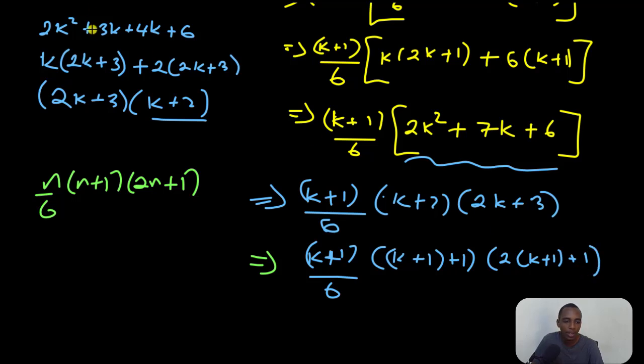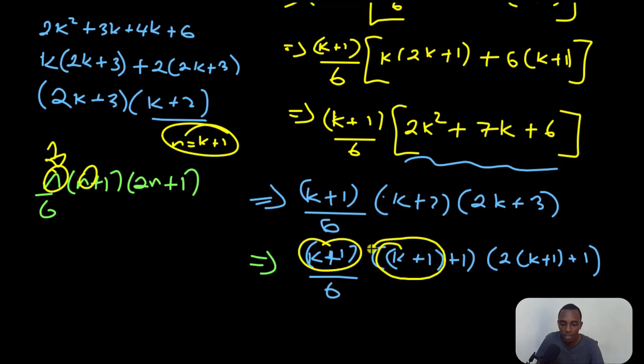Alright, so as you can see here we have n. Remember, this is for n equals k plus 1. Don't forget n is k plus 1. So we have n here, we have k plus 1. We have n plus 1 here, we have k plus 1 plus 1. Then we have 2n, which is this right here, and then we have this 1. So the formula is true by induction.